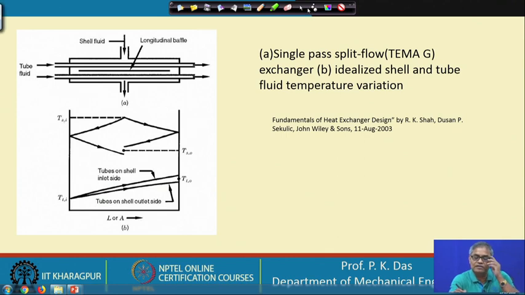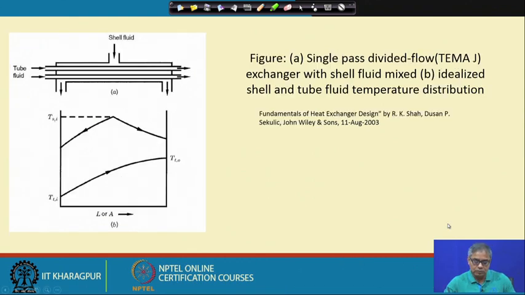So, let us go to the next slide and let us see another example. So, here actually the fluid is getting divided into two parts and coming out in two parts. How the shell side fluid will change and how the tube side fluid will change has been shown. It is self explanatory, again it is a TEMA G kind of heat exchanger, and we can understand how this is done.